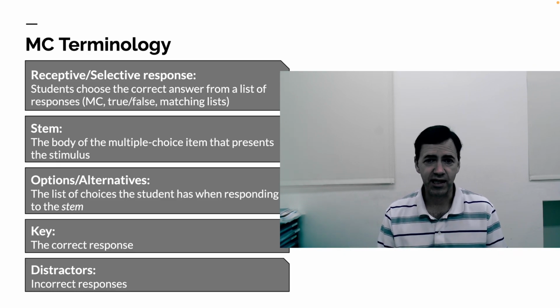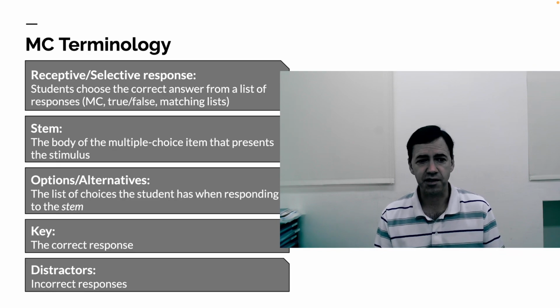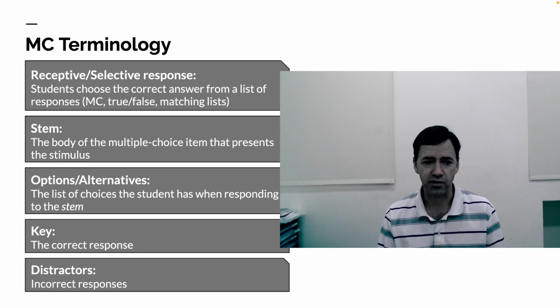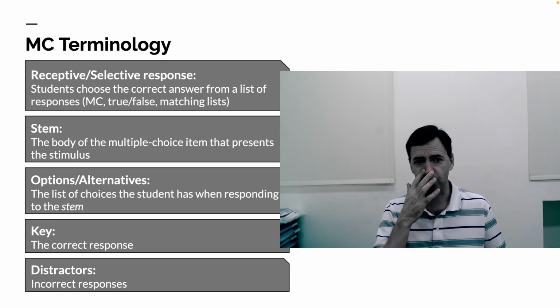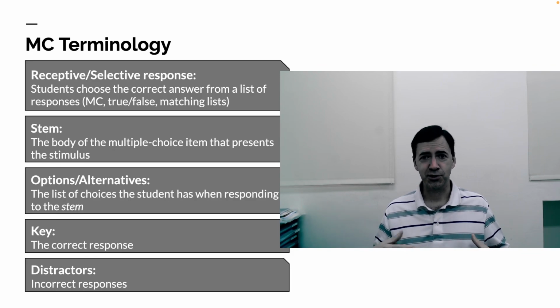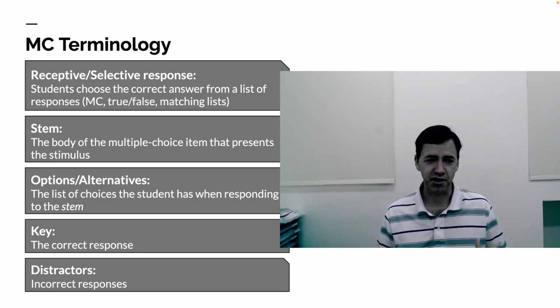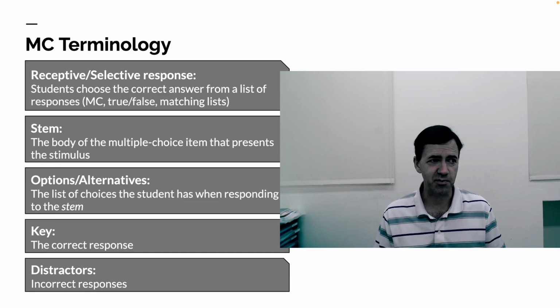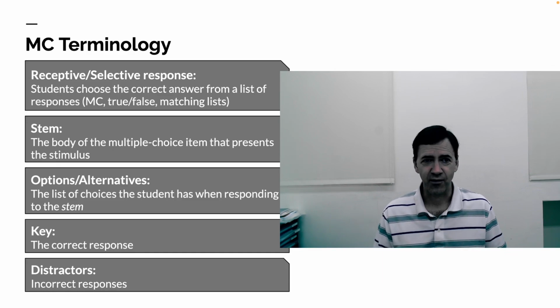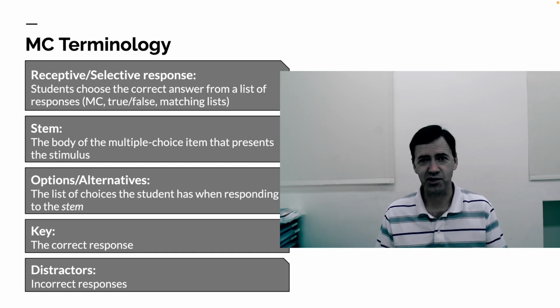Okay, and then there's the key. The key is the correct response. And then there are the distractors, which are the incorrect responses. And of course, in a good multiple choice test, you want students to think that the distractors are appealing, right? Or else that's one of the reasons why your test might not be good, if all your students can know which one is the correct answer because your distractors are not well written.